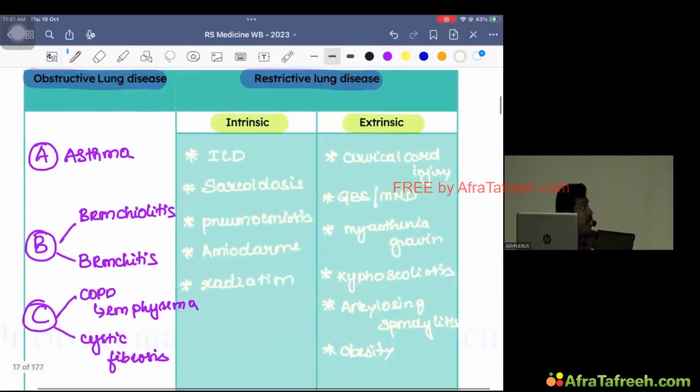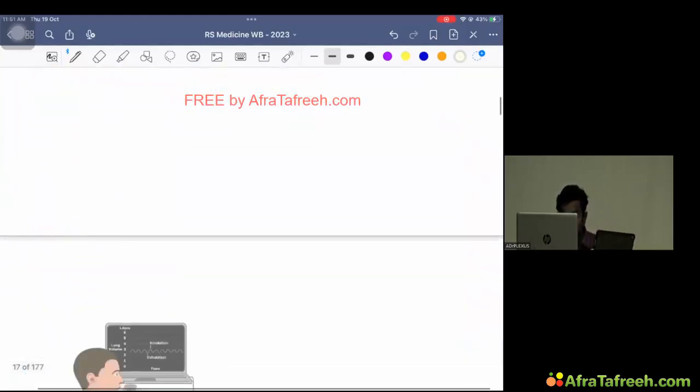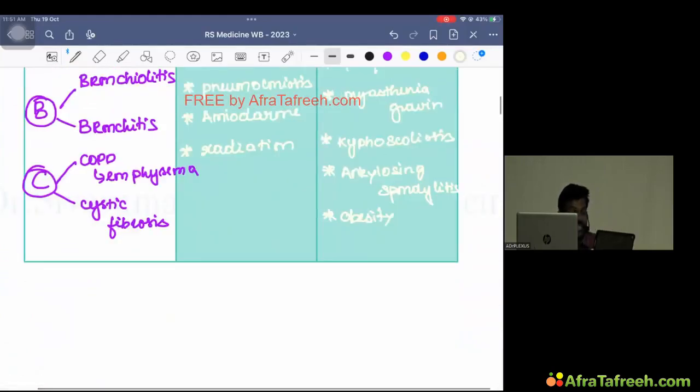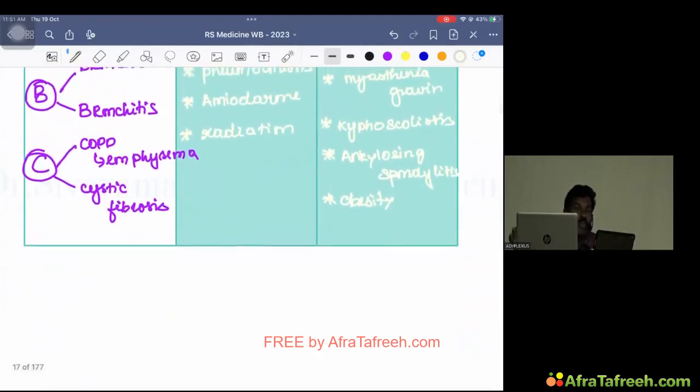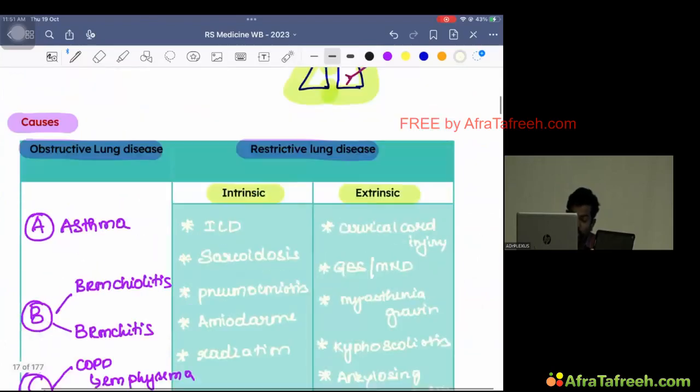So if you take lung diseases, we have two types: obstructive lung disease and restrictive lung disease. In restrictive lung disease, we have intrinsic and extrinsic restrictive lung disease. The features will be common for both intrinsic and extrinsic, except for one or two exceptions. So how do we differentiate obstructive lung disease and restrictive lung disease?